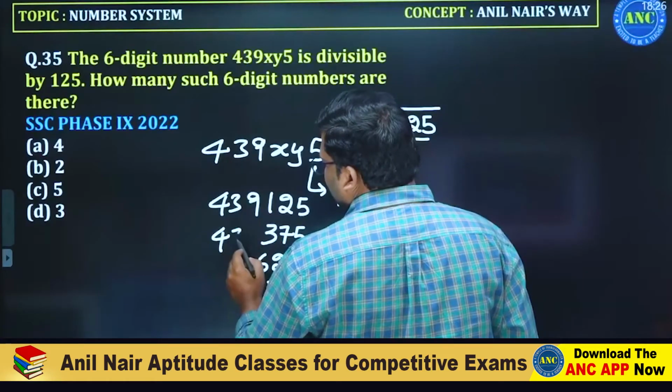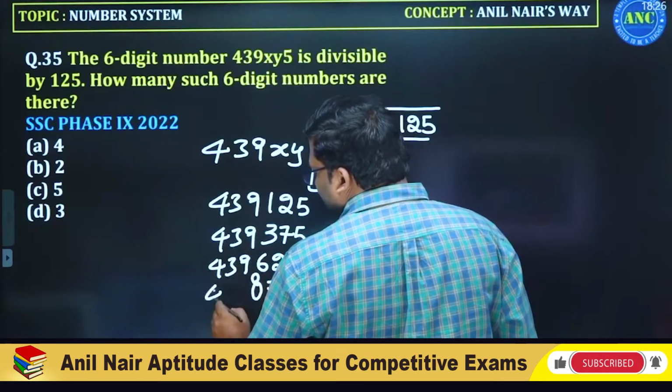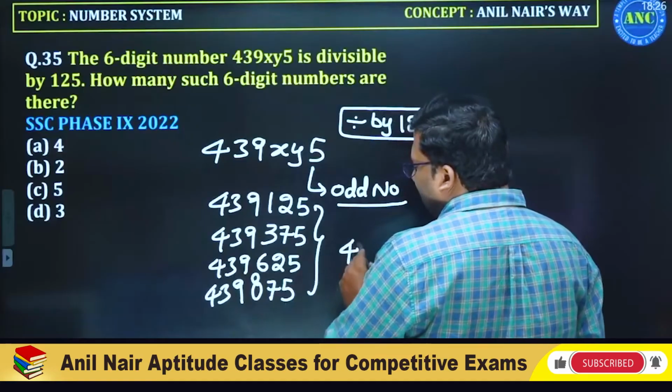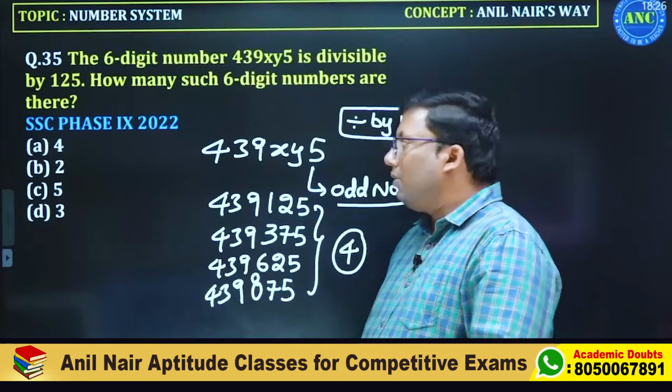439125, 439375, 439625, 439875. Totally how many numbers I got? 4 numbers I got.